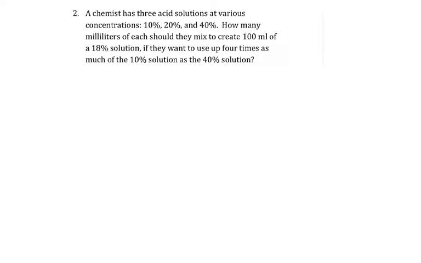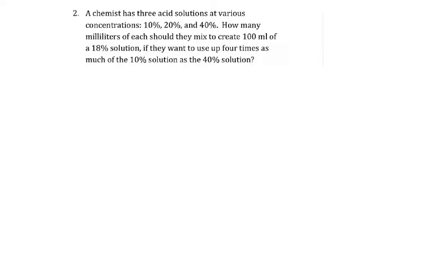Looks like a chemistry problem. A chemist has three acid solutions at various concentrations, 10%, 20%, and 40%. How many milliliters of each should they mix to create 100 milliliters of 18% solution if they want to use up 4 times as much of the 10% as the 40%? So we've got a couple different variables here.